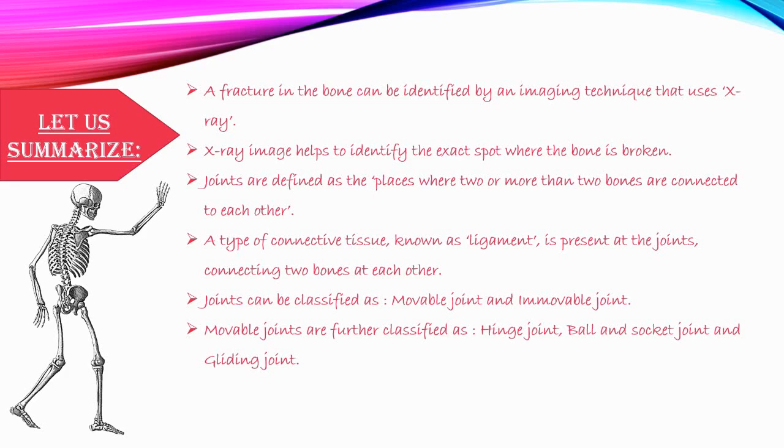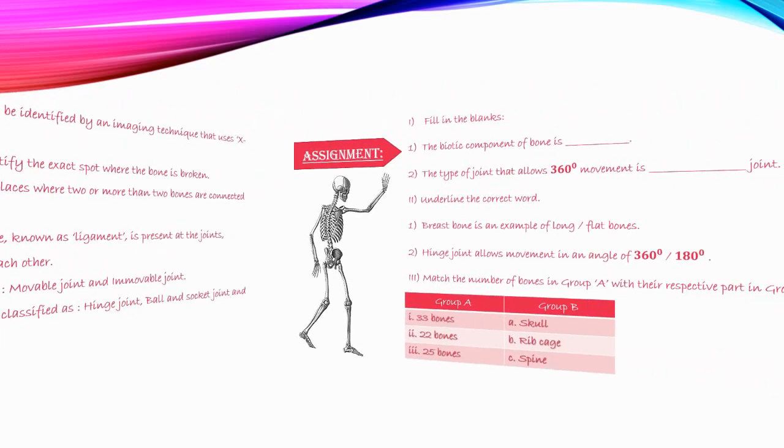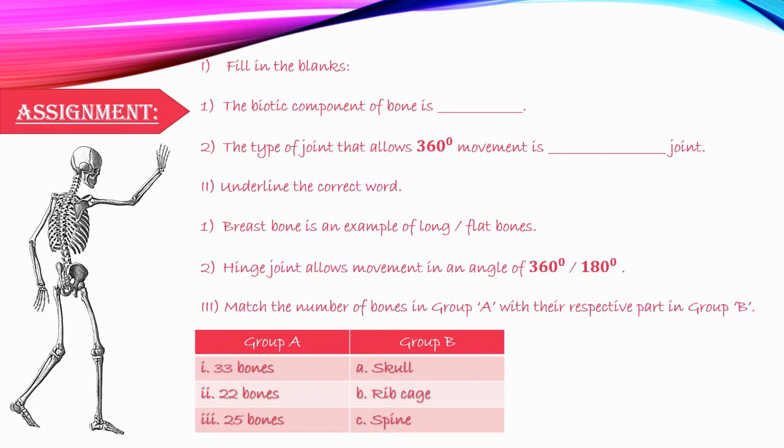Students, here is an assignment for you all. So the first question for your assignment is fill in the blanks. For that, the first question is, the biotic component of bone is dash. So the answer for this is bone cell. So the biotic component of bone is bone cells. Then the second question, the type of joint that allows 360-degree movement is called dash joint. The type of joint that allows 360-degree movement is ball and socket joint.